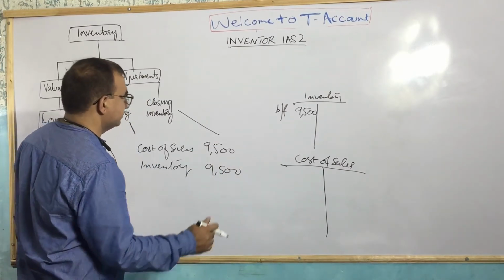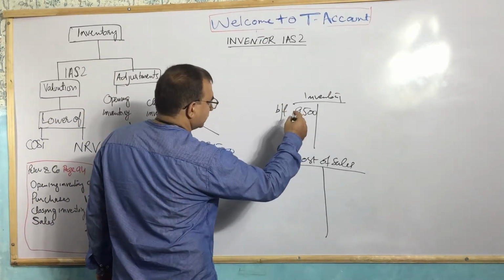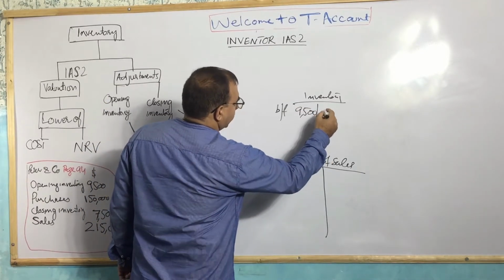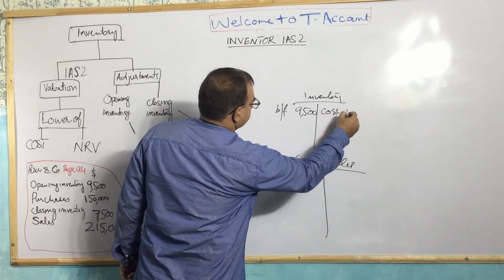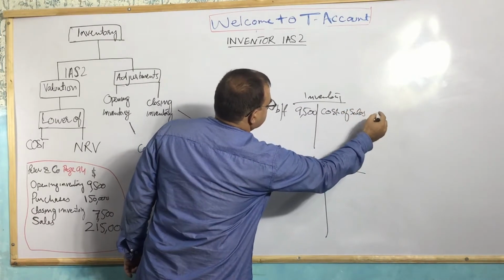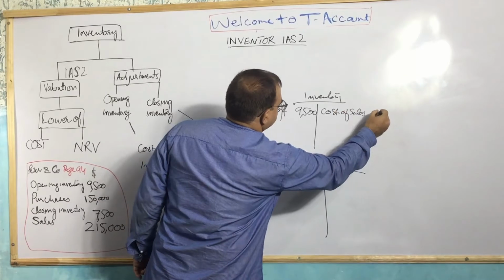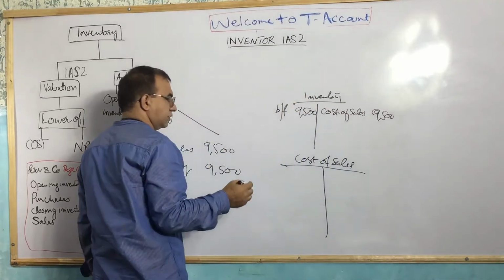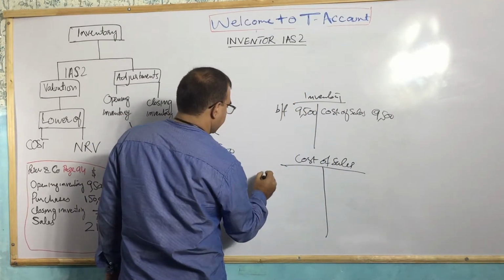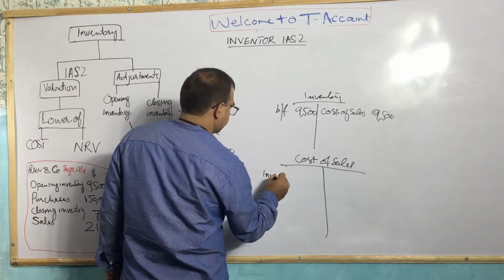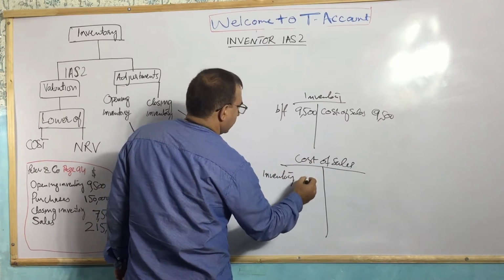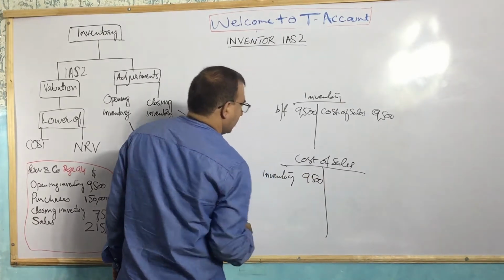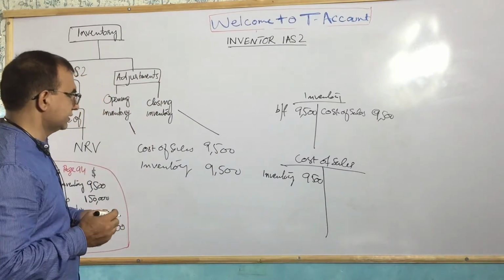Now what happened is you transferred this from here to the cost of sales, and you will say cost of sales account, meaning transferred it, 9,500. So we cleared this account. It will come here like opening inventory, 9,500. Now it is in the cost of sales. Okay.